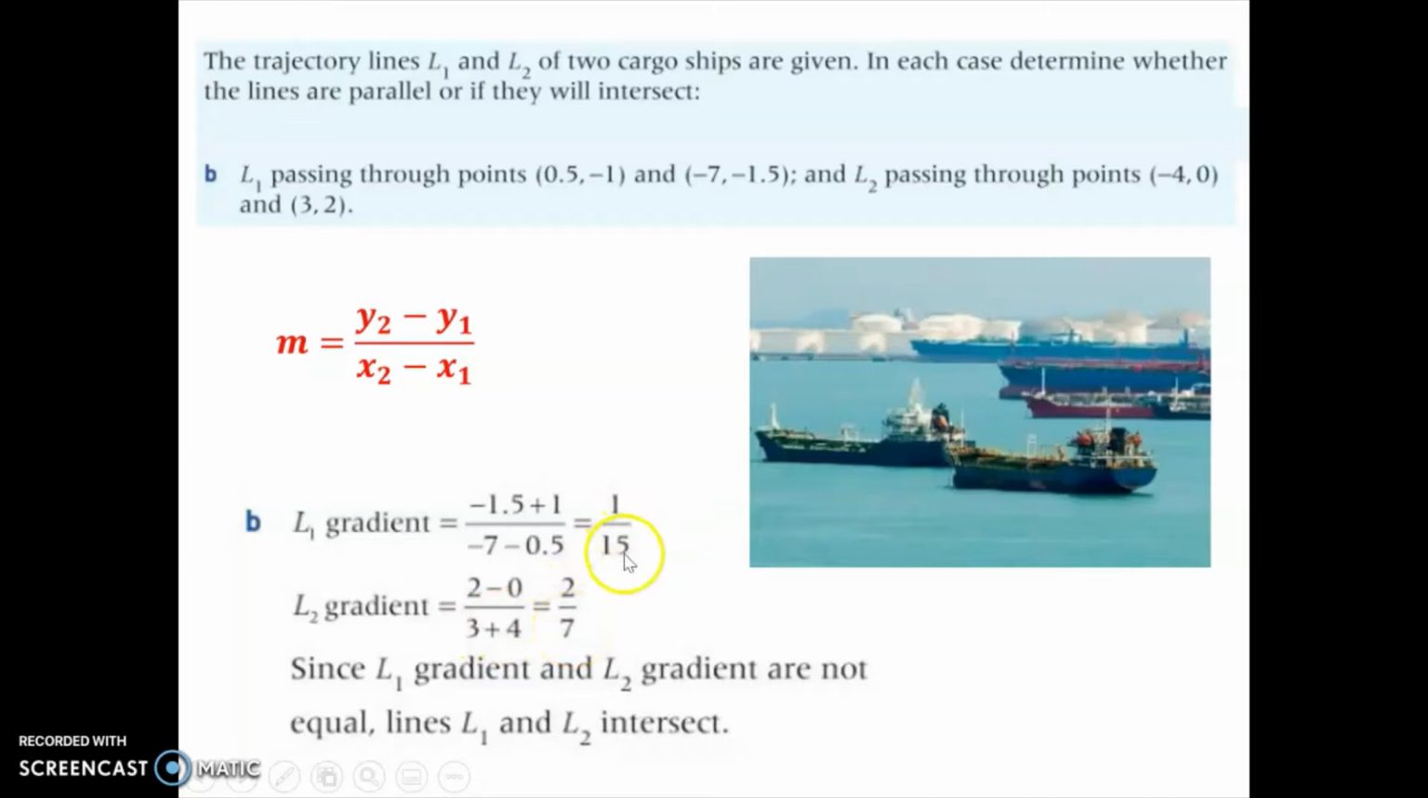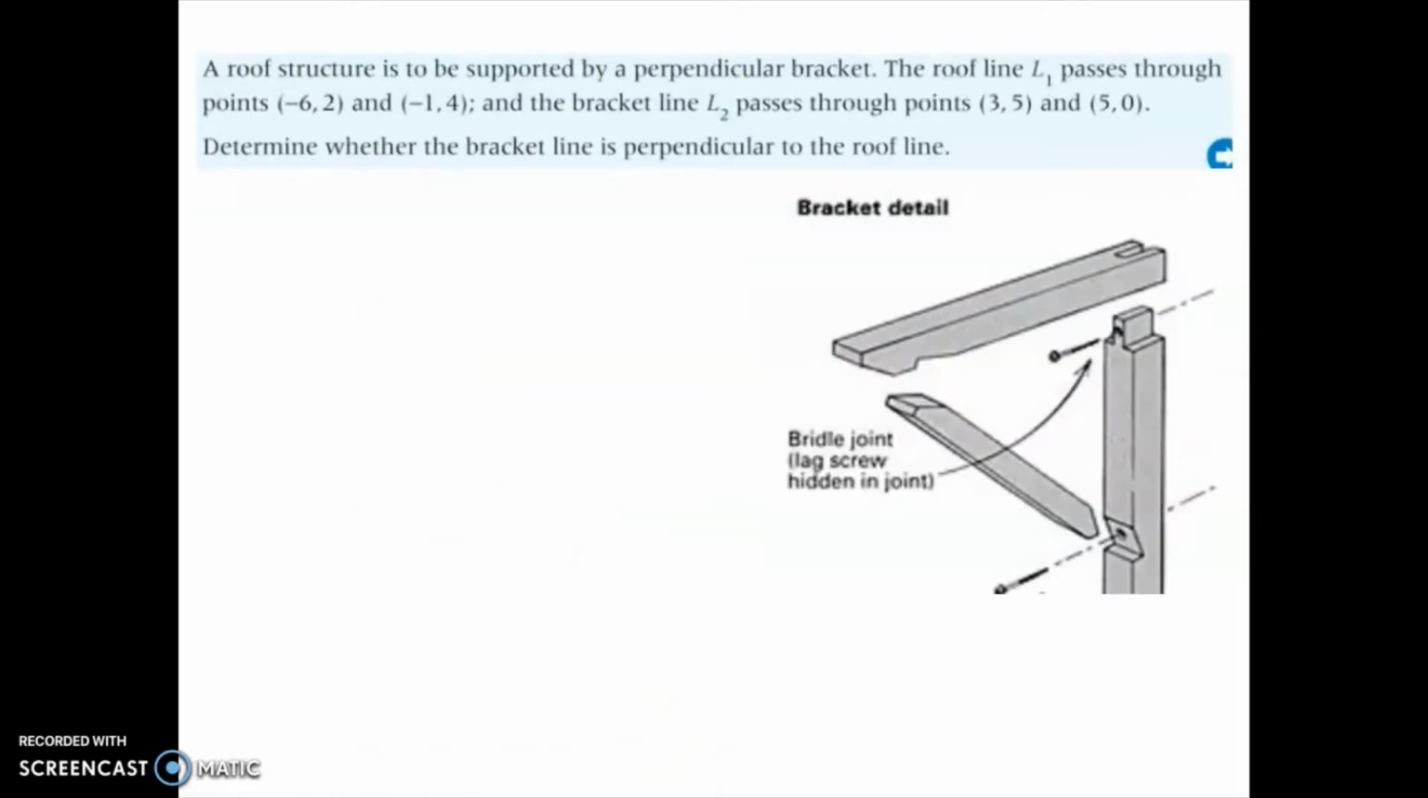Now notice 1 over 15 is not equal to 2 over 7. The two slopes are different. Therefore, the slopes are not equal, so the lines will intersect. Eventually these ships will hit each other if they continue at this path. Okay, let's try another problem.